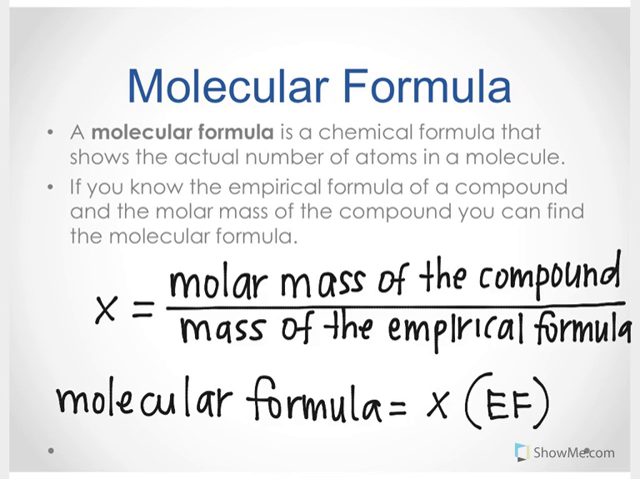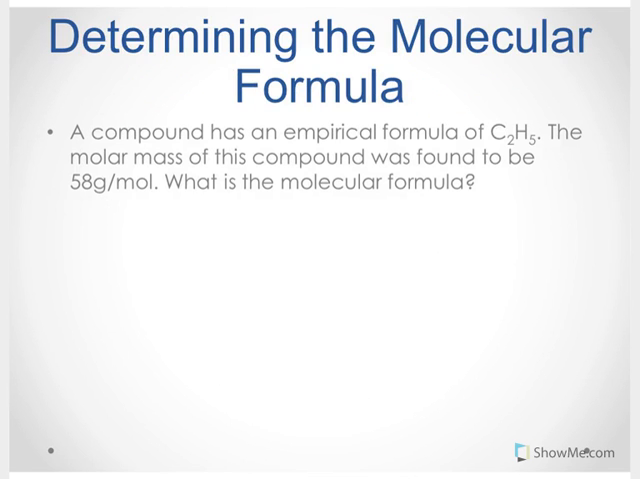Okay, so let's do an example of what that looks like. A compound has an empirical formula of C2H5. That's been determined experimentally. But they also determined experimentally that the molar mass of the compound they're working with was found to be 58 grams per mole. What is the molecular formula? Well, based on the equation I just gave you, we know that the molar mass of the compound is 58 grams per mole. And what we want to do is find the mass of the empirical formula.